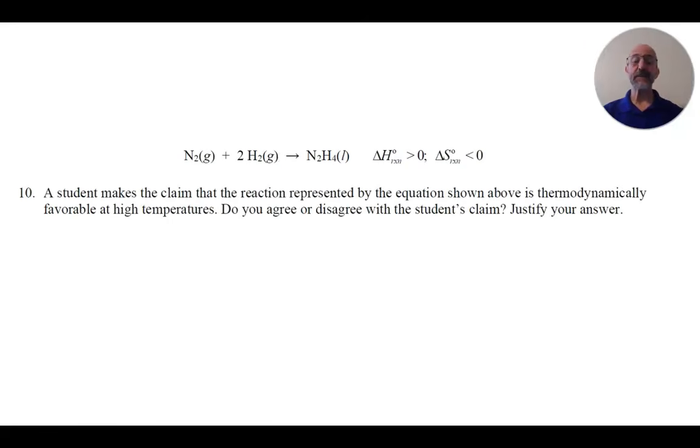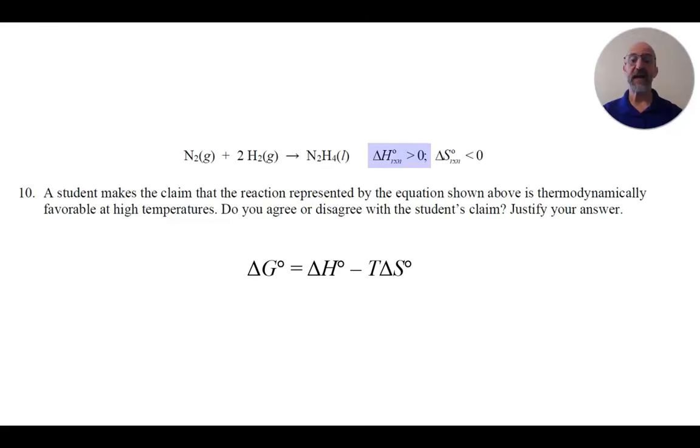Question 10 is similar to question 9 in that we're not doing actual calculations, but we are focusing on the sign of delta H and delta S to determine thermodynamic favorability. So it says here in question 10, a student makes the claim that the reaction represented by the equation shown above is thermodynamically favorable at high temperatures. Do you agree or disagree with the student's claim? Justify your answer. So let's go ahead and write the equation delta G equals delta H minus T delta S.